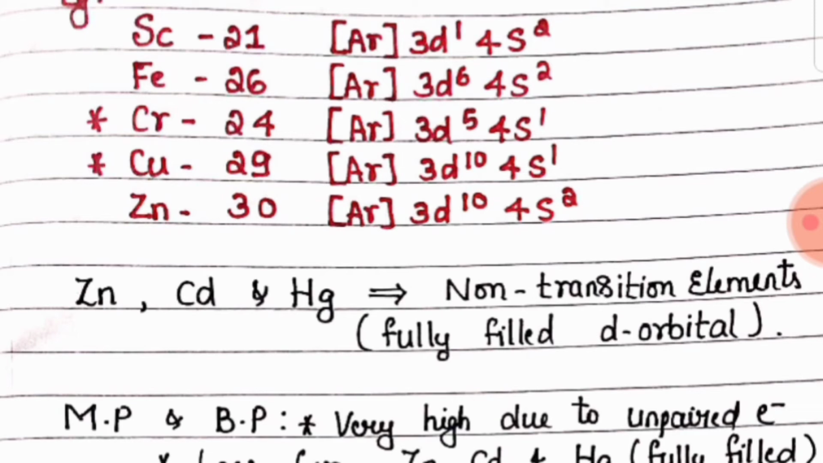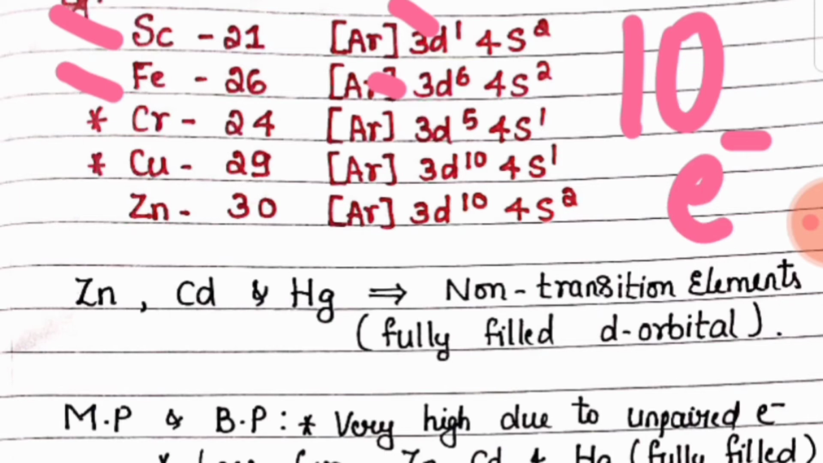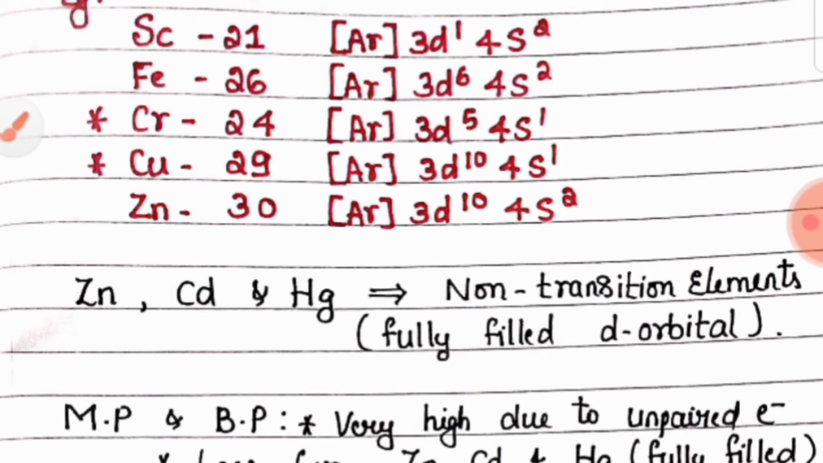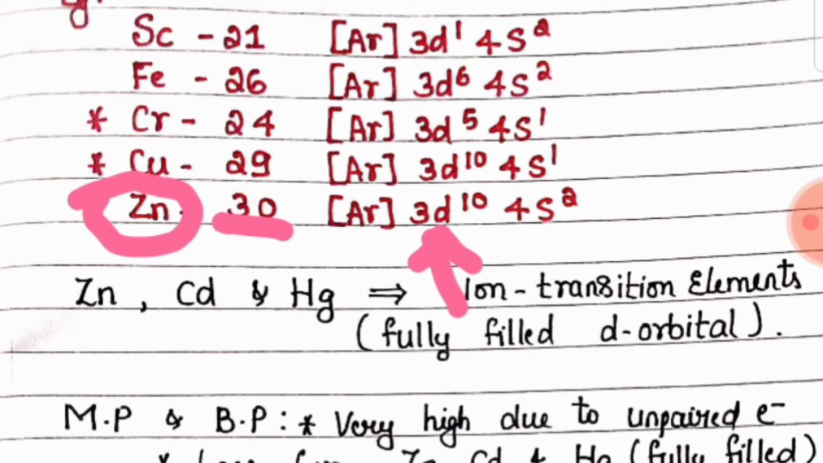You can see the electronic configuration of some of the transition elements, d block elements. Scandium, you can find partially filled d orbital. Iron, here also you can find partially filled d orbitals. We know the capacity of d orbital is 10 electrons, so 10 electrons means completely filled. So chromium and copper show exceptional electronic configuration because of d5 and d10 stability. Whereas we need to remember that zinc, the last element of 3d series with atomic number 30, shows 3d10, meaning completely filled d orbital.